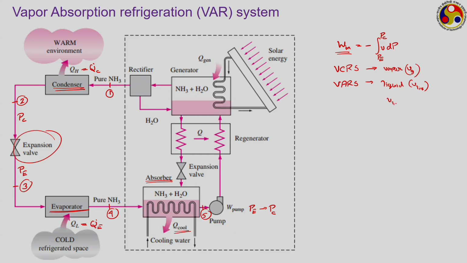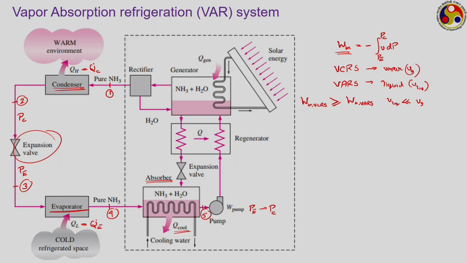Definitely this V liquid is much lower than Vg, it can almost be negligible compared to this. Then which one will require less work input? So, definitely the work input requirement for the VCRS is significantly greater compared to the work input requirement for the VARS, or we can say the other way, the work input requirement for the VARS, where we actually have a pump or a solution pump, is significantly lower. So, the mechanical input requirement to this cycle is much lower.